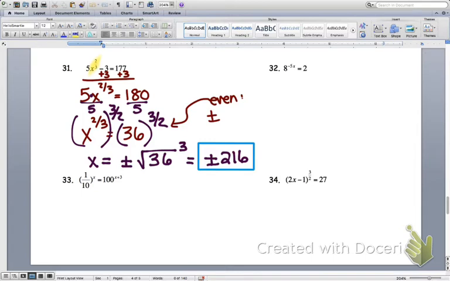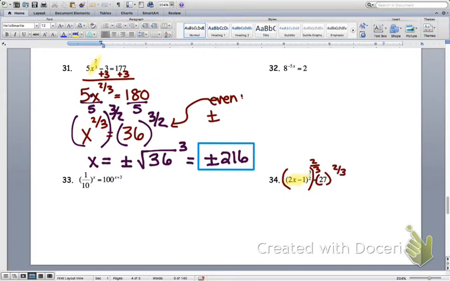I'm going to do number 34 next, actually, because it's the same type of problem. So if we isolate what is being taken to the power, all of this is being taken to the power, so we don't have to do any steps. We can do the reciprocal power right away. The reciprocal of 2/3 is 3/2. So we take the 3/2 power of both sides.